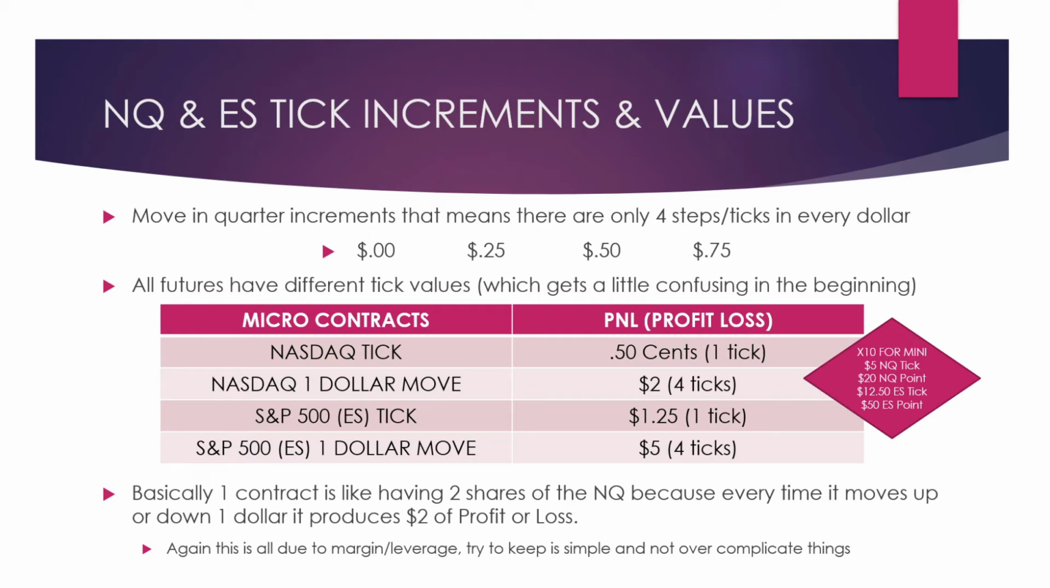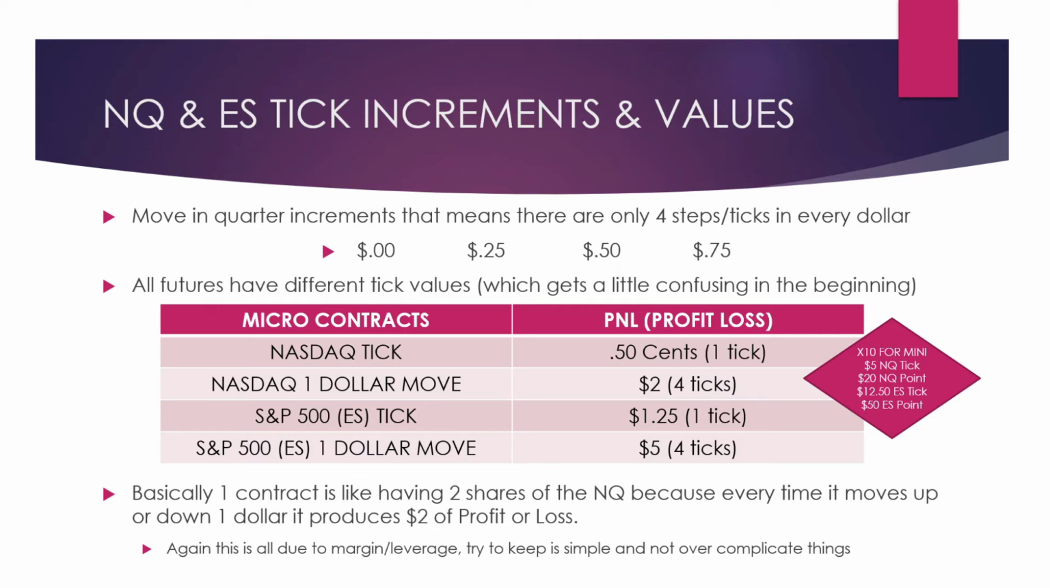Okay. Now, if you are trading the minis, on the other hand, it's like having 20 shares. You multiply everything by 10. So 1 tick, so 1 quarter increment on the NASDAQ mini is actually $5 of profit or loss. And then a 1 point move on the NASDAQ mini is actually $20 of profit or loss.